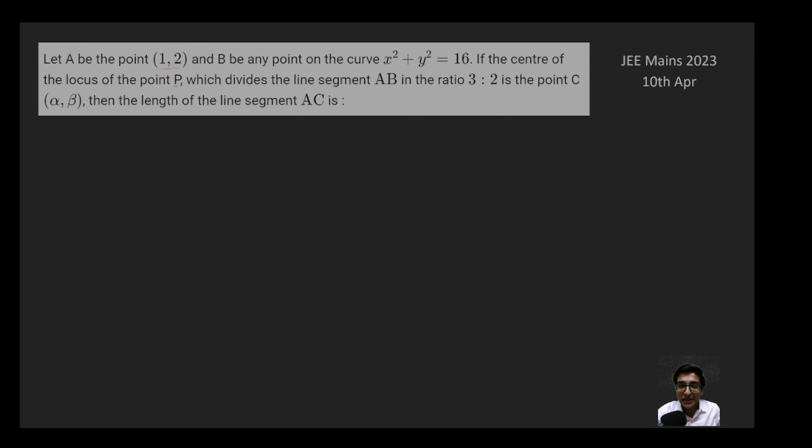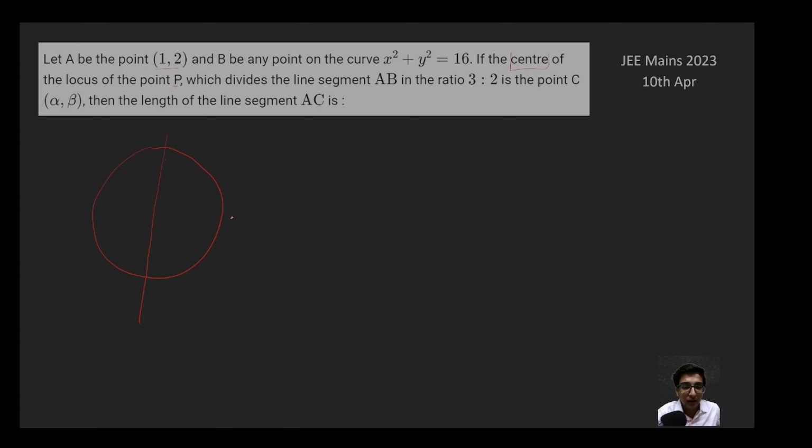Now in the question they've given us a hint here. They've told us the center of the locus of point P. That means from here you can at least get an idea that the locus of point P wouldn't be a straight line, or a pair of straight lines. It would be a circle, parabola, ellipse or hyperbola, because only these conics have centers. And once we find the center, since we know alpha comma beta, we can simply find AC. So first let us draw the diagram of this entire thing.